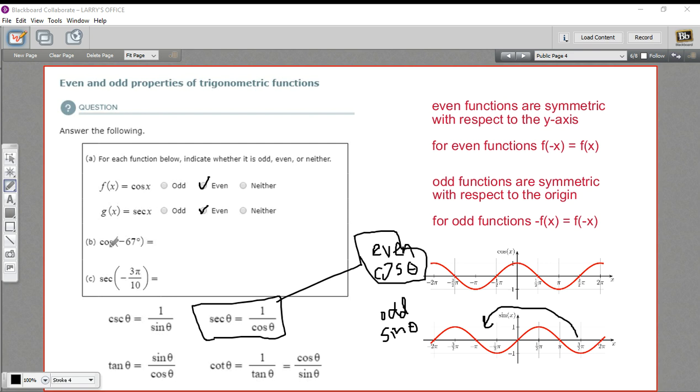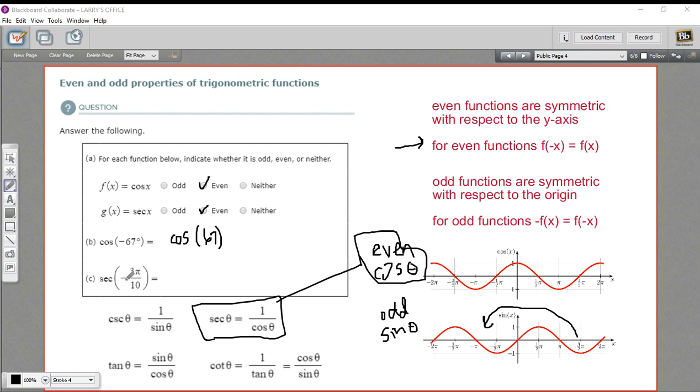And then we've got a couple of problems here. They want the value for the cosine of negative 67 degrees, or the secant of negative 3 pi over 10. And they're not asking for some specific square root of 3 over 2 or whatever. What they're pointing out is that even functions have this property, that f of negative x equals f of x. So in this case, the cosine of negative 67 degrees equals the cosine of 67 degrees. So we can write it that way.